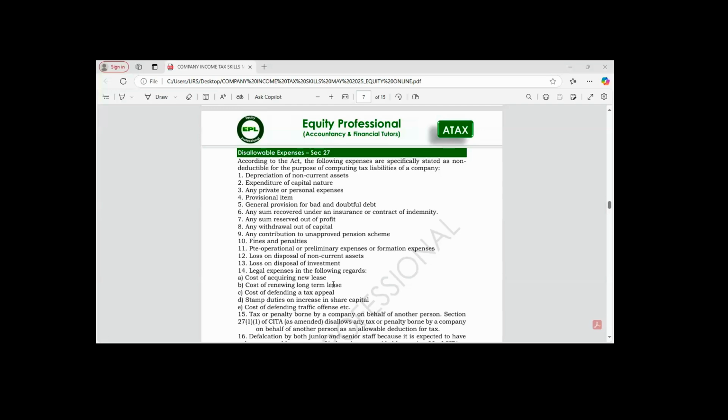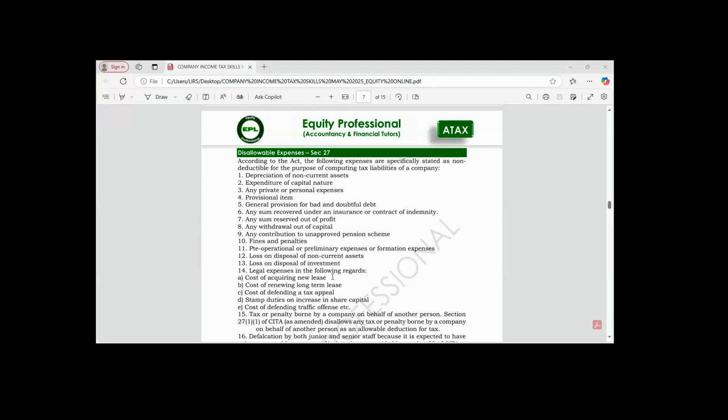Then we have loss on disposal of non-current assets, because when you sell those assets, they are treated as capital. The purpose of your business is not to be selling your assets. So any loss you make is not an expense, and any profit you make is also not taxable. Loss on disposal of investment, legal expenses in the following regard, cost of acquiring a new lease. Please, under lease, we have short or long-term lease. When you see any form of lease, the acquisition of a short or long-term lease is what is disallowed.